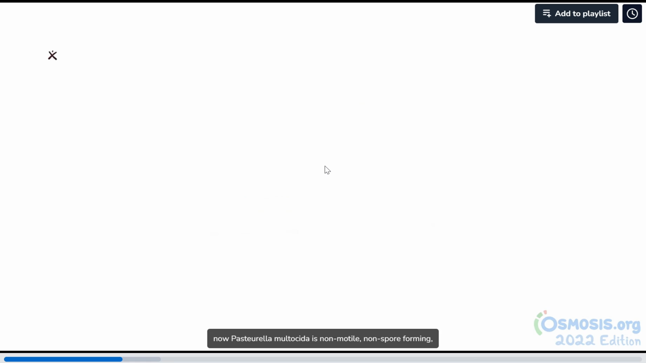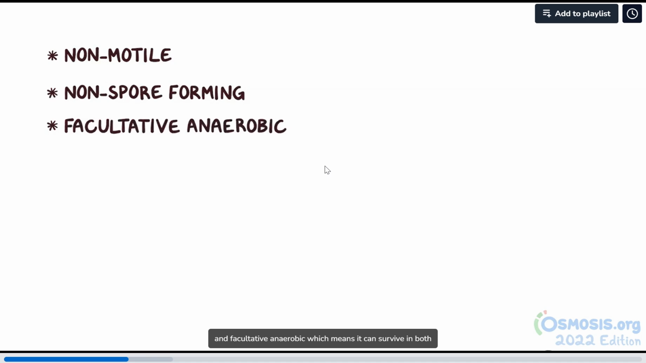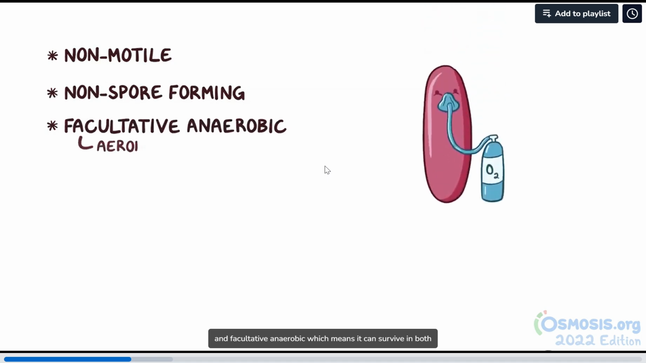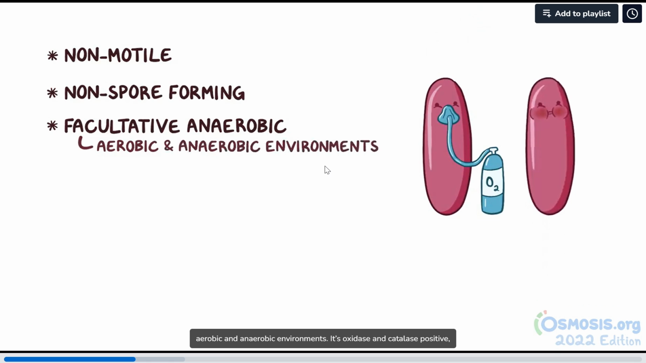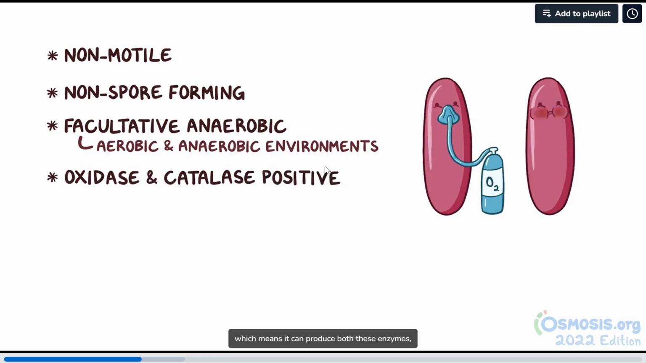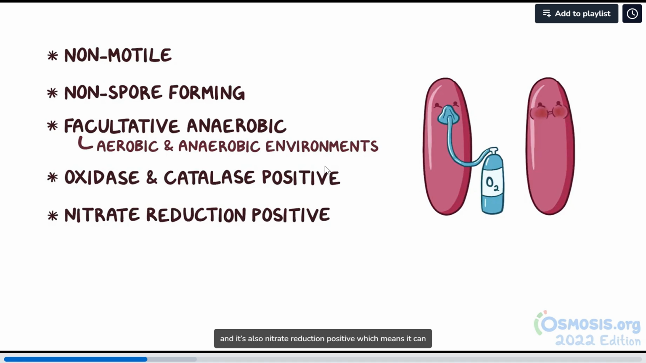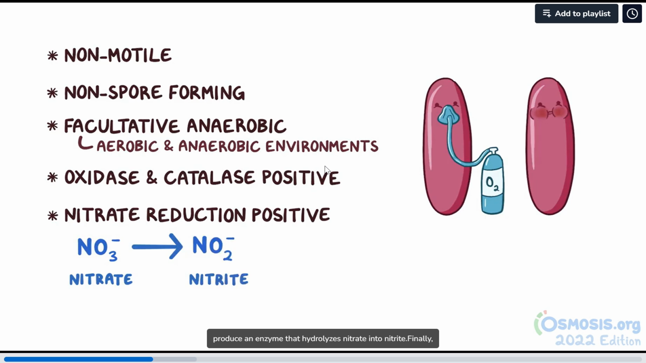Alright, now Pasteurella multocida is non-motile, non-spore-forming, and facultative anaerobic, which means that it can survive in both aerobic and anaerobic environments. It's oxidase and catalase positive, which means it can produce both of these enzymes. And it's also nitrate reduction positive, which means it can produce an enzyme that hydrolyzes nitrate into nitrite.